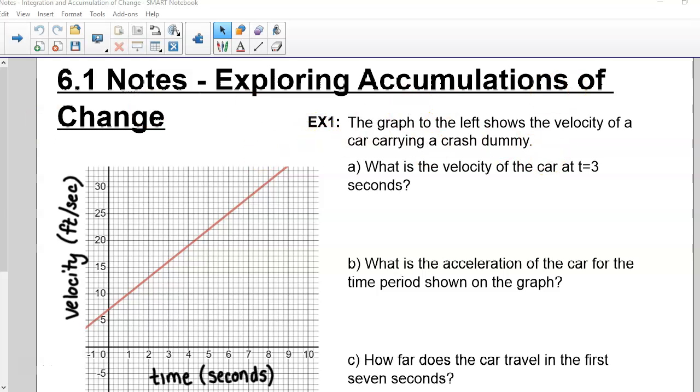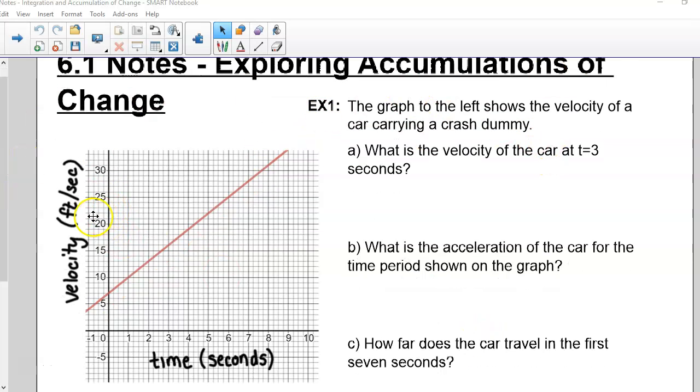Some of this stuff is old, some of it is new. The graph on the left shows the velocity of a car carrying a crash dummy, although my numbers are a little too low. This is a slow speed crash, actually. This might just be the beginning.